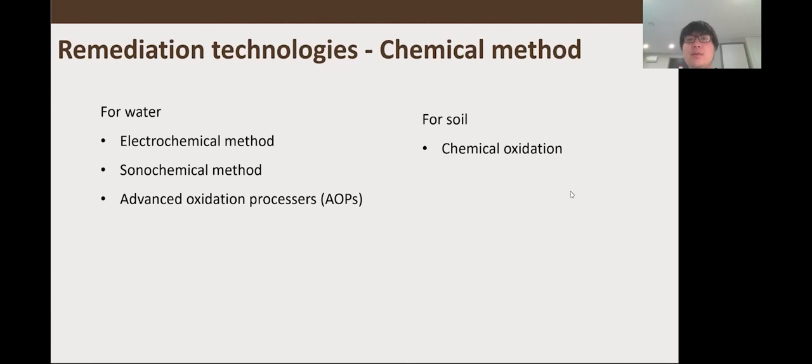There are two different media that need to be remediated. The first is water. There are three types of methods: electrochemical method, sonochemical method, and advanced oxidation processes, which will be shown in detail in the following slides. The other medium is soil. Chemical oxidation is the main method, but it is still in the experimental stage. Therefore, I will not discuss this one.